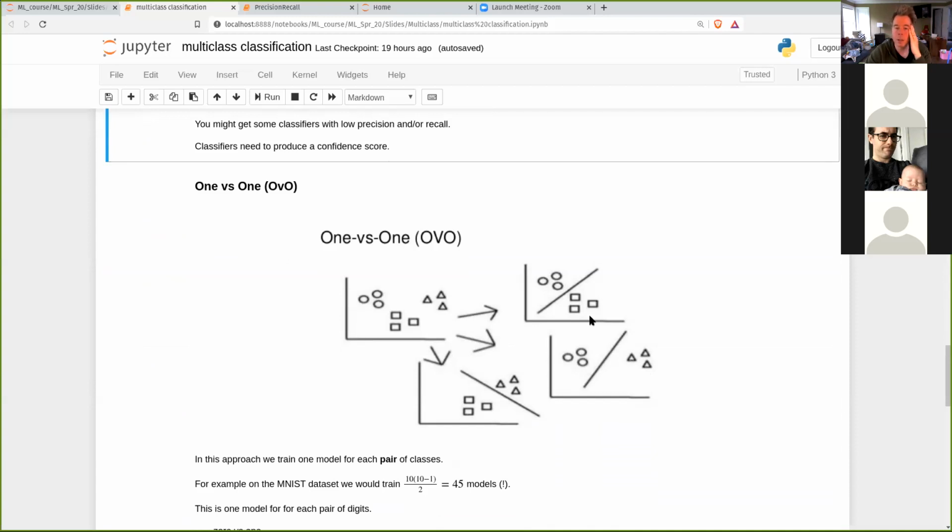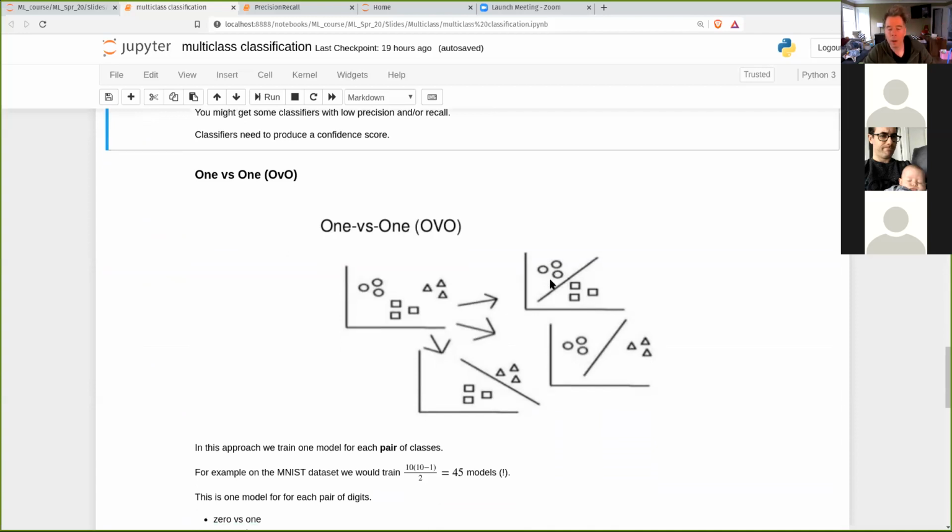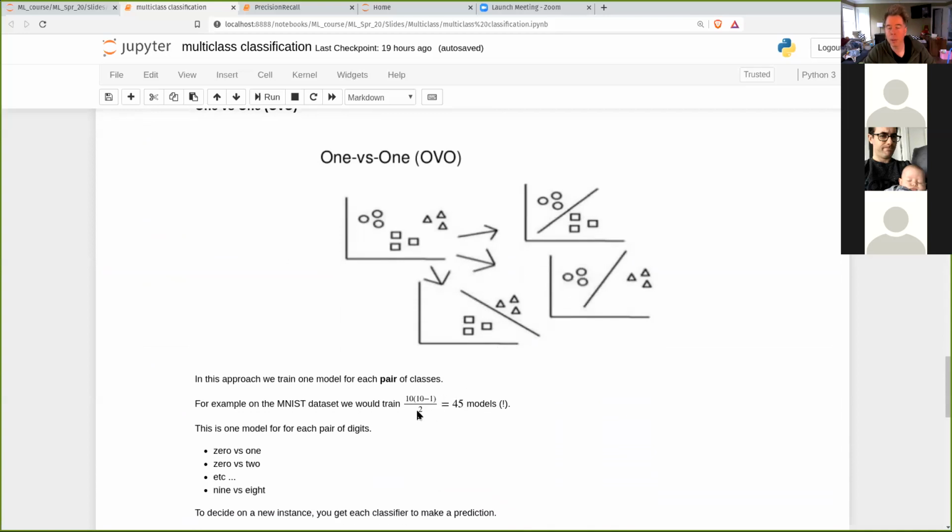Like in MNIST, if you use this approach, you have to compute 10 choose 2 models, because you have to compare. One model is going to be 1 versus 3. Another model is going to be 4 versus 5. So there's a lot of ways to do that. In this example, you have to train 45 models on the MNIST data set, which is still possible, but it's a lot of models.